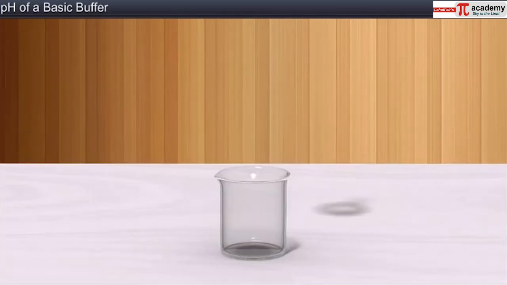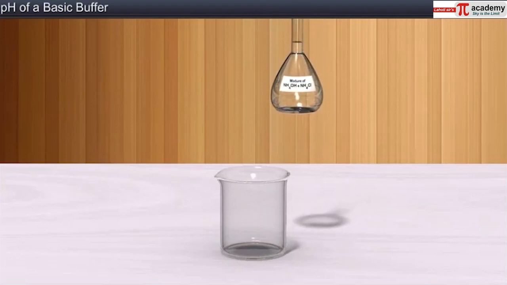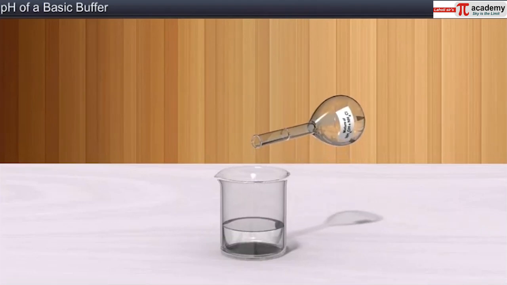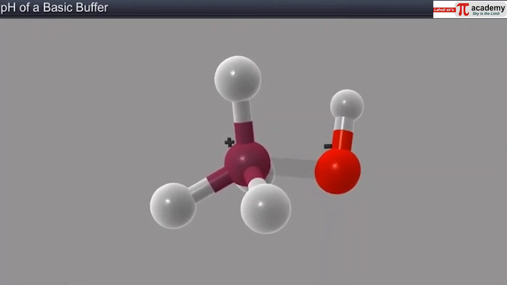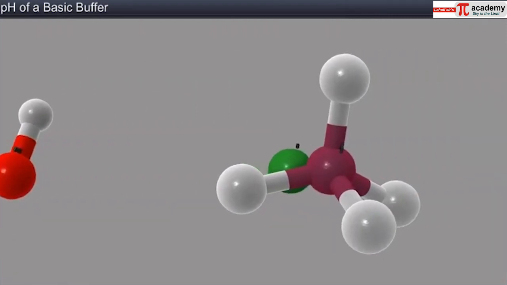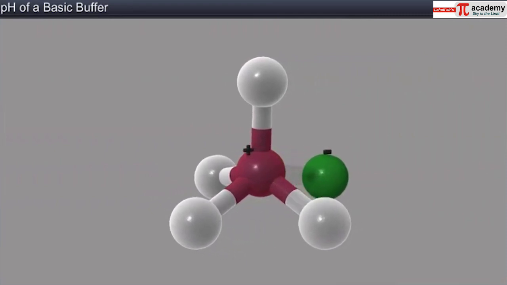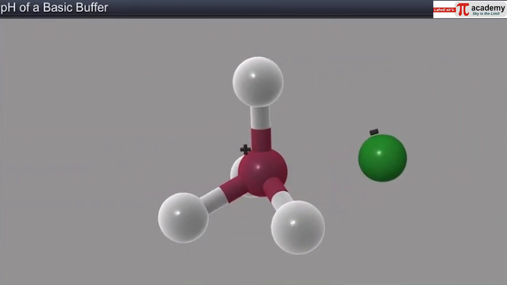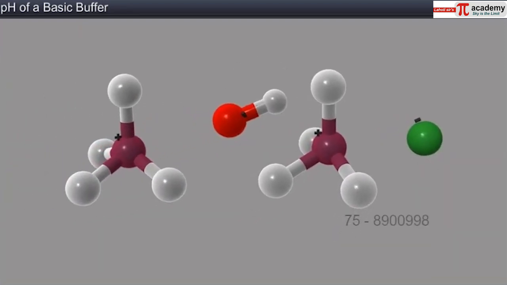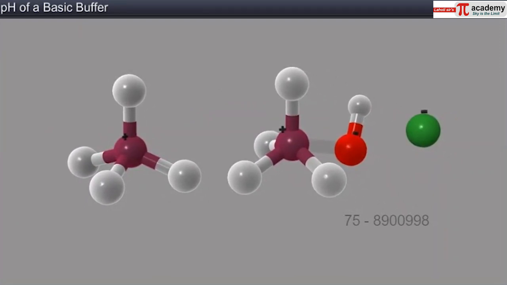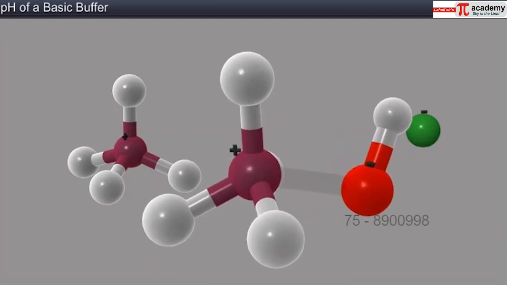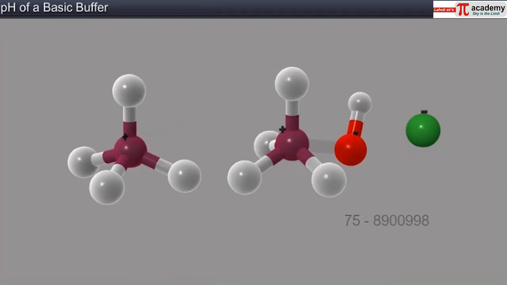Let's now try to understand how the pH of a basic buffer is calculated by considering the example of a mixture of ammonium hydroxide and ammonium chloride. Ammonium hydroxide is a weak base and therefore it dissociates very slightly. On the other hand, ammonium chloride is a salt and therefore it dissociates completely. Ammonium chloride is formed by mixing a weak base and a strong acid. Thus, the mixture contains ammonium hydroxide molecules, ammonium ions, and chloride ions.